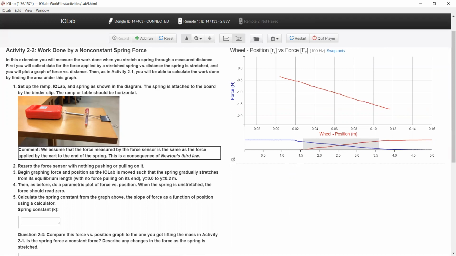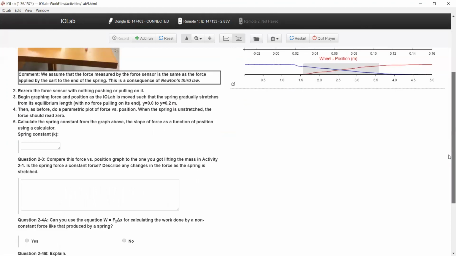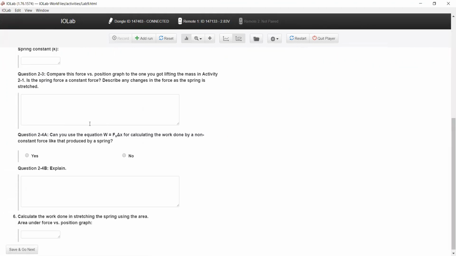I'm not sure if you would be able to see it, but the area in between these two is going to give the work done. This whole area will give you the work done. Okay. And after you do this one, you can click on save and go next. Okay, do all of this and click on save and go next.